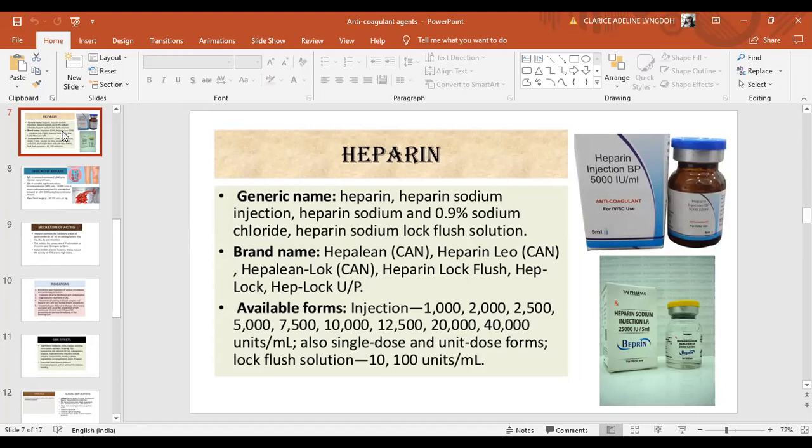Because I have already sent this PowerPoint in your group, so you must have seen the PowerPoint, you must have read it. When should we give injection heparin?